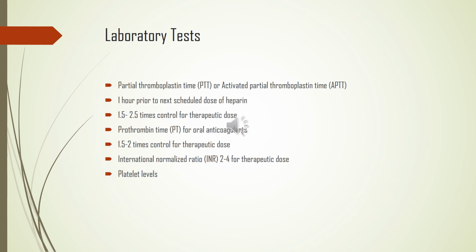They're also going to be looking at the platelet count. Prothrombin, or PT, is for oral anticoagulants, and that is 1.5 to 2 times control for therapeutic dose. Your INR, or your international normalized ratio, is 2 to 4 times for the therapeutic dose. And then you're going to monitor your platelet levels with that. When you have somebody on oral anticoagulants, you're going to see the PT and the INR run, because you want to see what their therapeutic doses are on both of them.